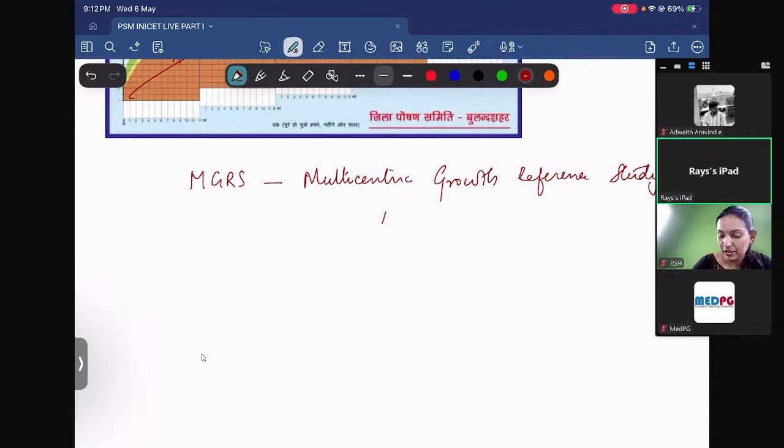That is your MGRS study. So this was basically in children who were raised in optimal conditions in 6 countries. Based on their data, only these growth charts were developed.